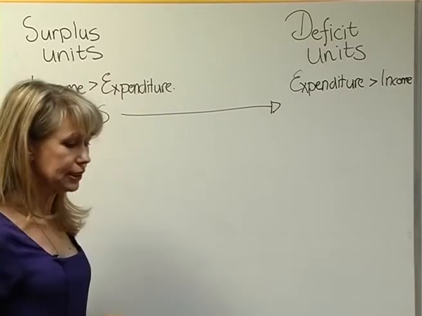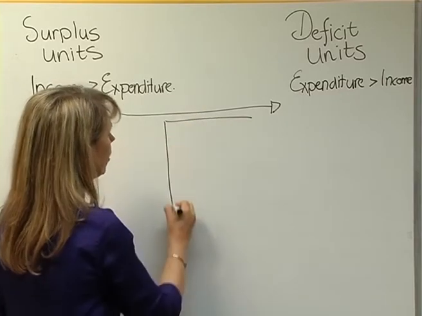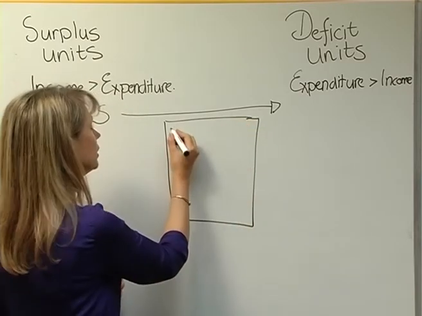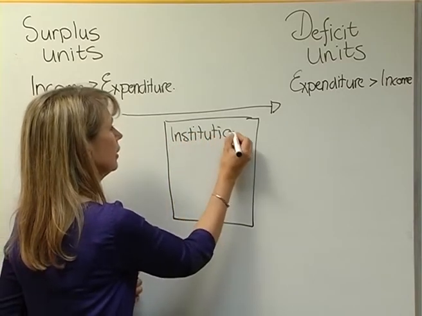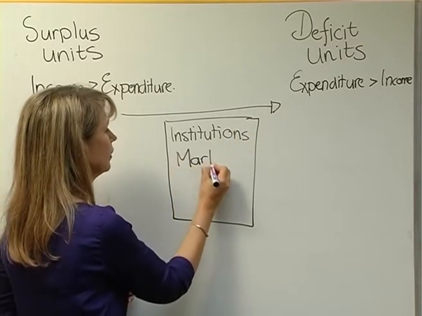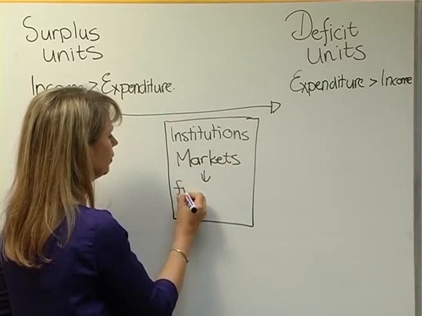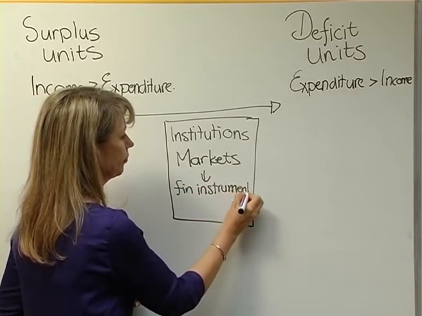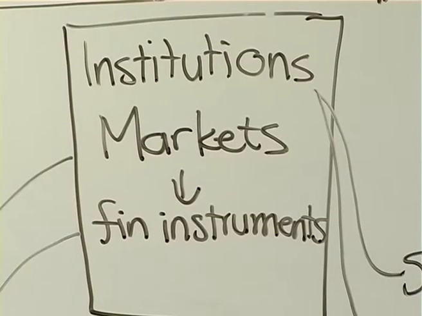Now, in the financial system, we have several components. Let's just make a block here. This is now going to represent the financial system. Now, the financial system will consist of different institutions, and it will consist of different markets. And in these markets, there are going to be financial instruments that are going to trade. And we're going to cover all of these in this course.